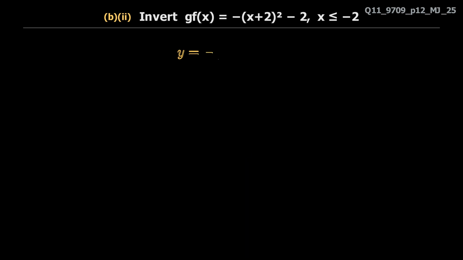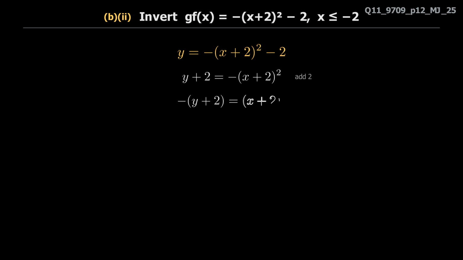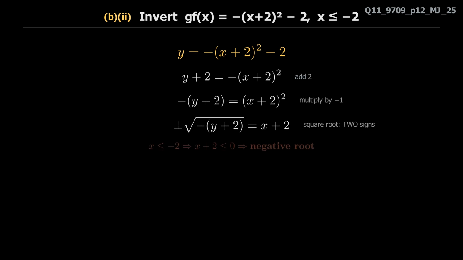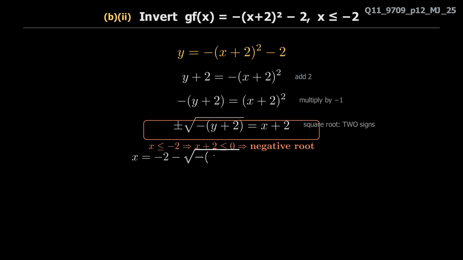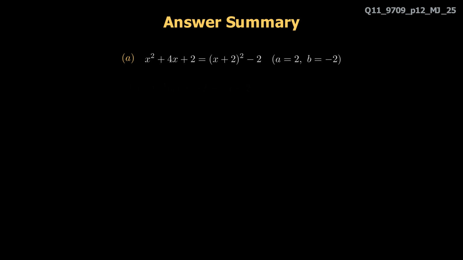Invert gf the same way. Negative root because x plus 2 is non-positive. Add 2. Multiply by minus 1. Take the square root. gf inverse is minus 2 minus the square root of minus x minus 2. Summary. Complete the square, f inverse, then gf inverse, always the negative root on the left branch.